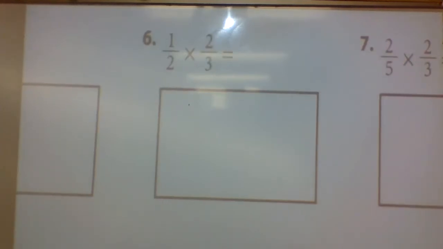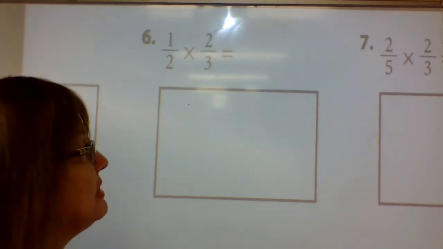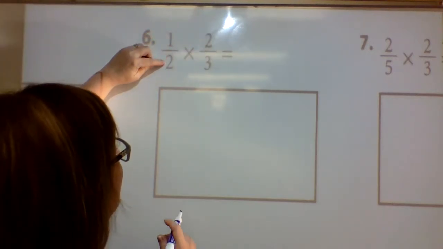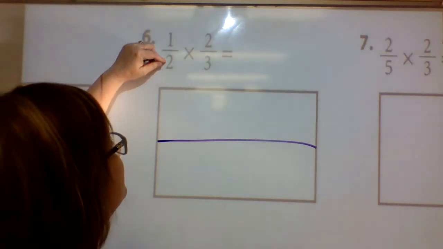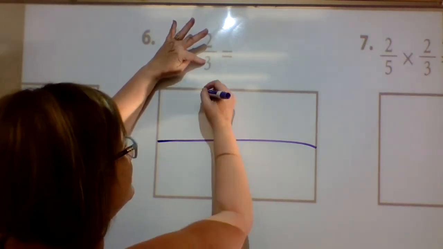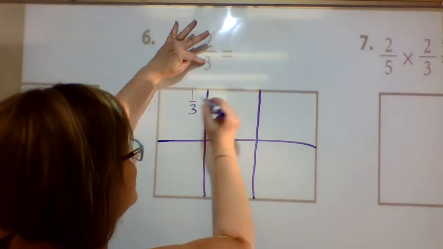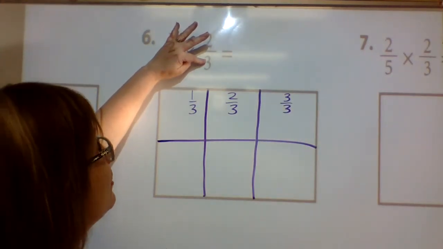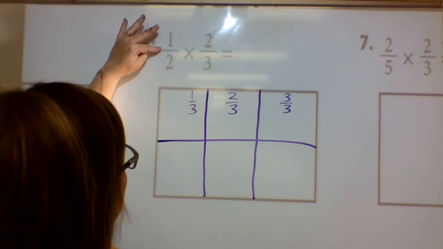Okay, 6. 1/2 times 2/3. I'm just going to end up leaving you with 2. Just do number 3 and 4 by yourselves. Okay, we need a half again. We're going to do 2/3 of a half. So we make our half again. That's not very good, but it'll do. And then 2/3. So we need to make this into thirds. 1/3, 2/3, 3/3. So here's a third, here's a third, here's a third. 1/3, 2/3, 3/3. Okay? 2/3 of half.